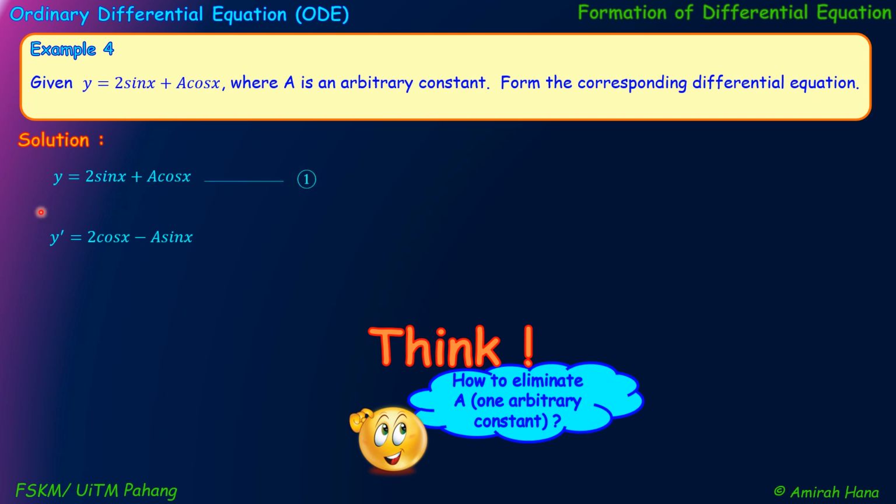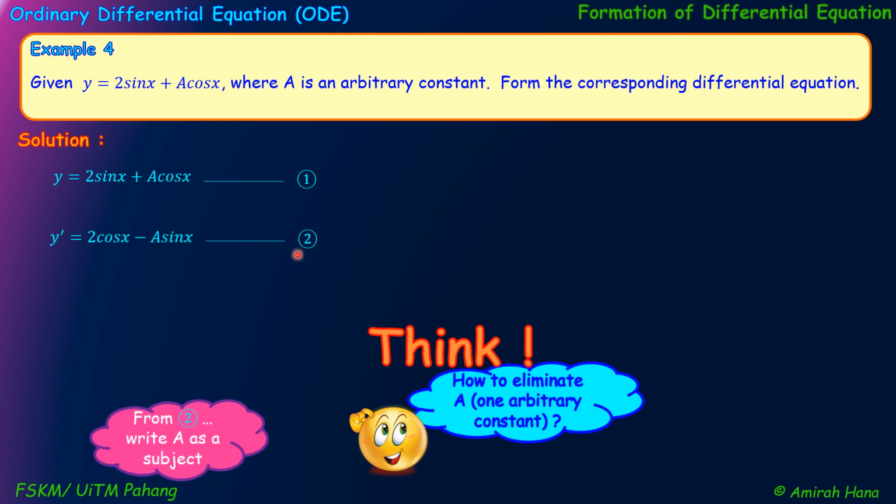So let's say we name y as equation 1 and we name y prime as equation 2, right? From equation 2 here, we write a as the subject, okay? How to write a as the subject? First, we move minus a sin x to the left hand side. And at the same time, we move positive y prime to the right hand side. So we get positive a sin x equals 2 cos x minus y prime, right?